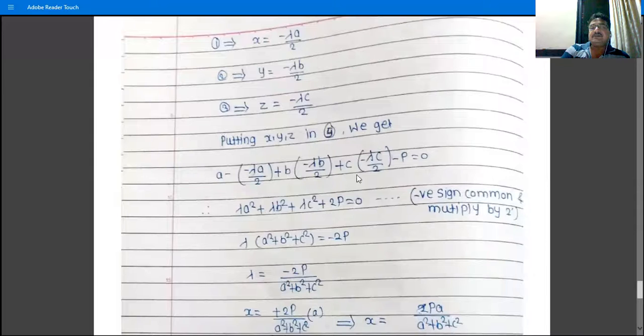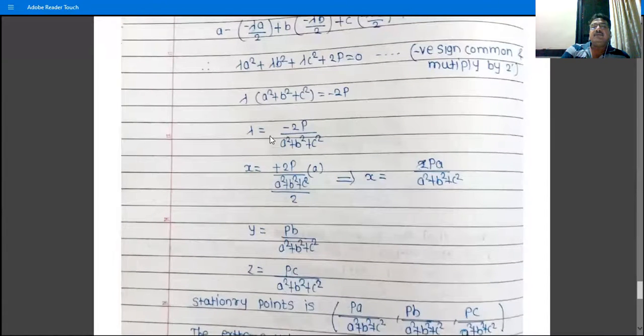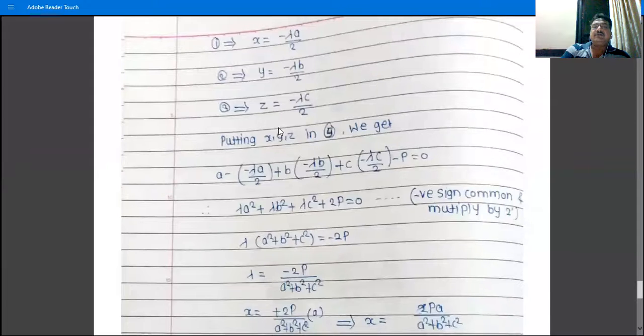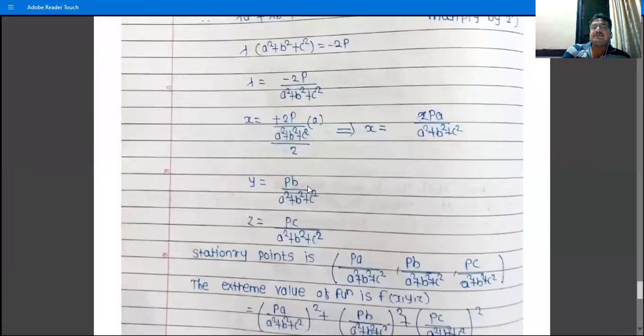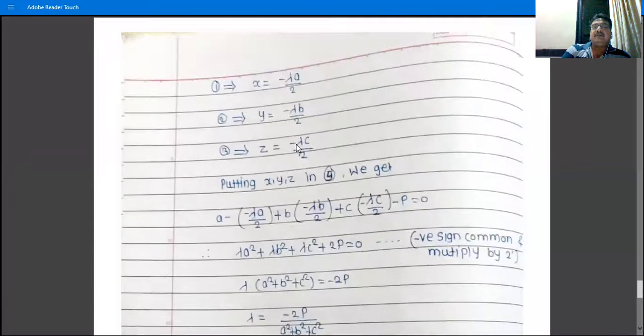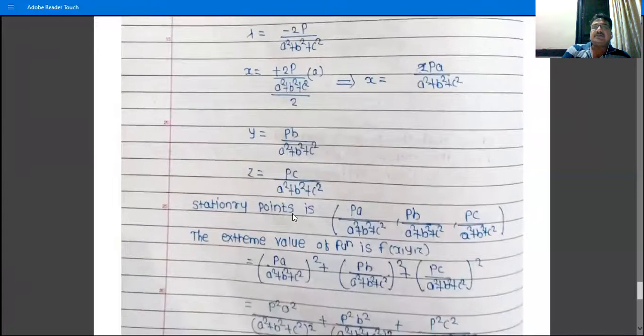What do we have? We have this equation, and after simplification, taking lambda as common, we have the value of lambda as minus 2p divided by a square plus b square plus c square. Then substitute lambda in x equal to minus lambda a by 2, and after calculation we have x equal to pa divided by a square plus b square plus c square. Similarly, substituting lambda in the other equations, y is pb divided by a square plus b square plus c square, and z is pc divided by a square plus b square plus c square.